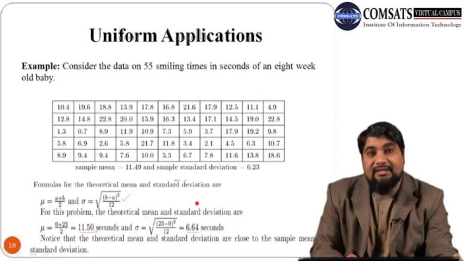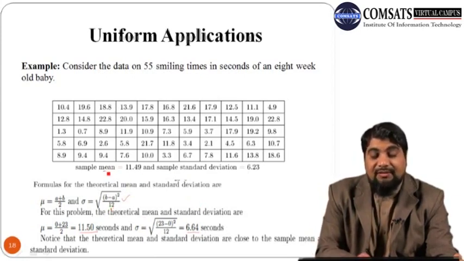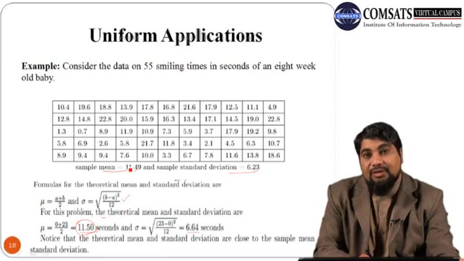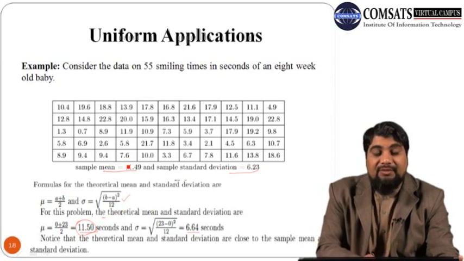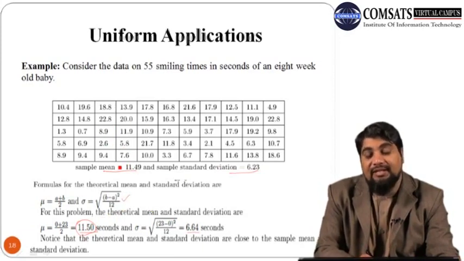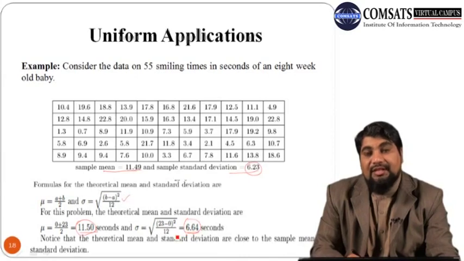So note that these theoretical mean and standard deviation are very close to the sample mean and sample standard deviation. So 11.50 is the theoretical mean or actual mean of the uniform distribution, whereas the sample mean, which is the mean of these 55 smiling times, is 11.49. Similarly, this sample standard deviation is very close to the population or true standard deviation.